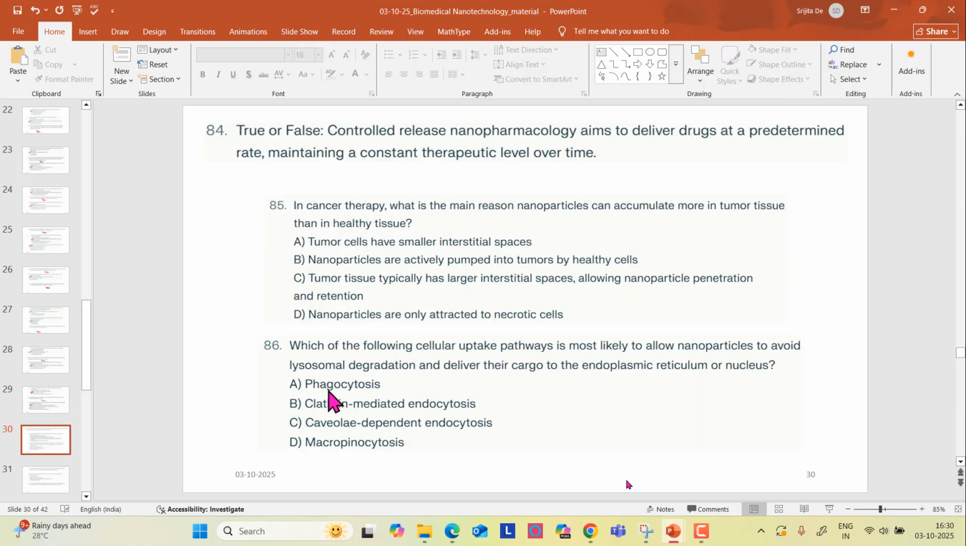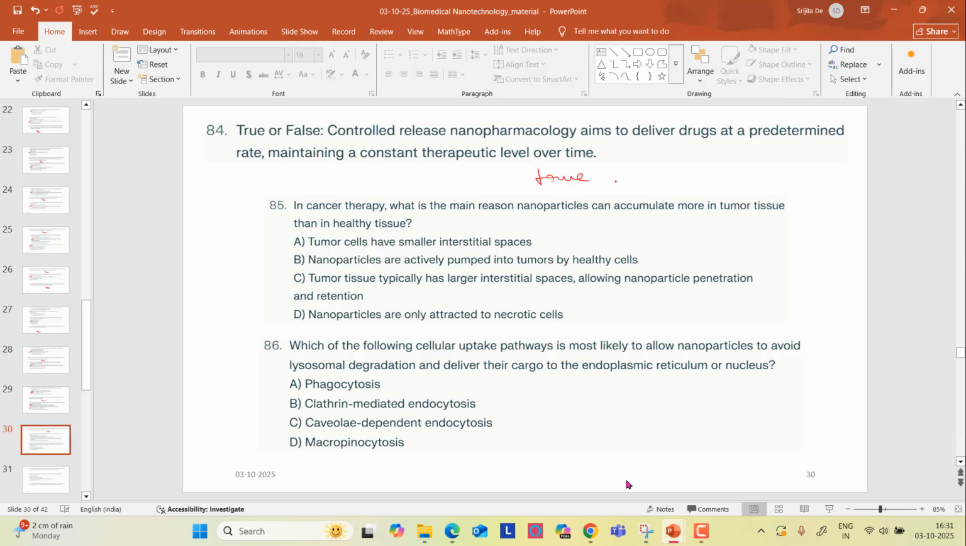Next is controlled release. Nanopharmacology aims to deliver drugs at a predetermined rate, maintaining a constant therapeutic level over time. It is true. In cancer therapy, what is the main reason nanoparticles can accumulate more in tumor tissue than in healthy tissue?